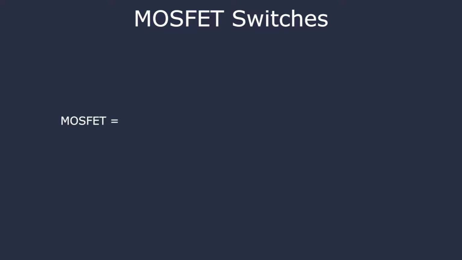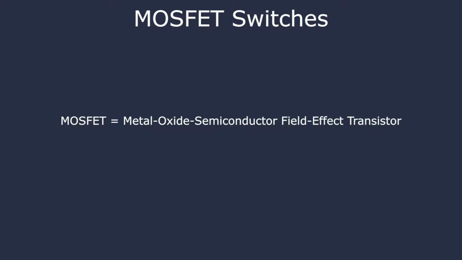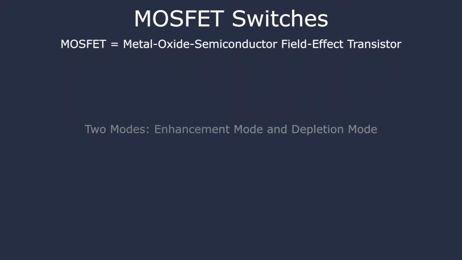MOSFET stands for Metal Oxide Semiconductor Field Effect Transistor. That's quite the mouthful, so we're just going to use the abbreviation. MOSFETs usually come in two modes, enhancement mode and depletion mode. We'll be going over enhancement mode MOSFETs. These are easier to use with the Arduino than depletion mode.